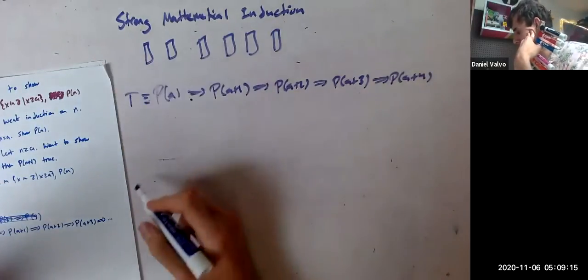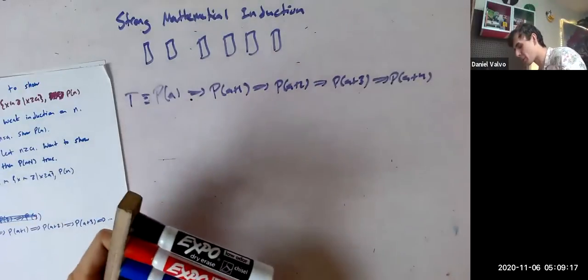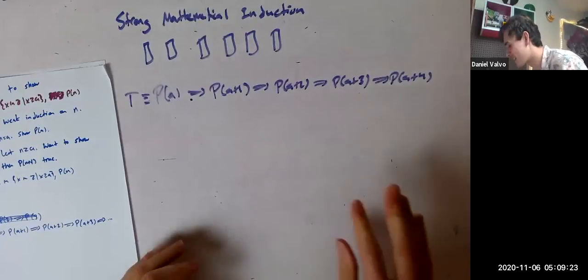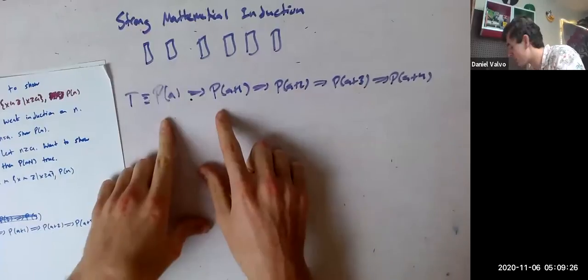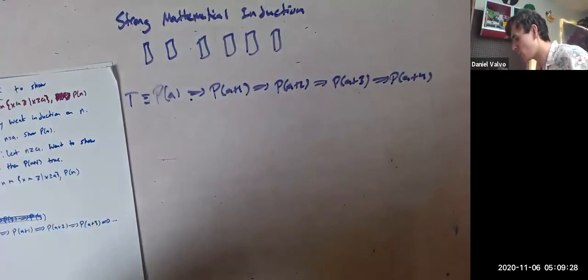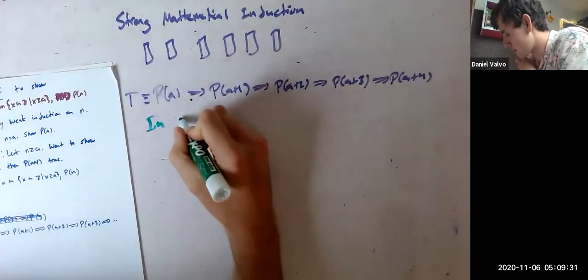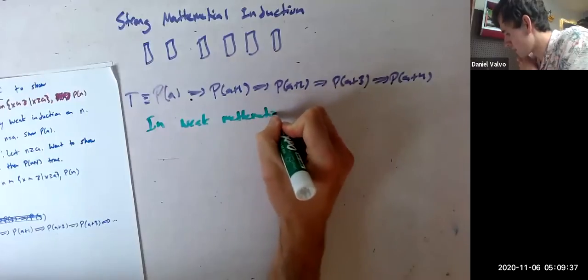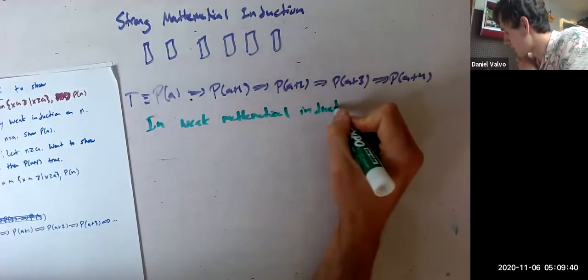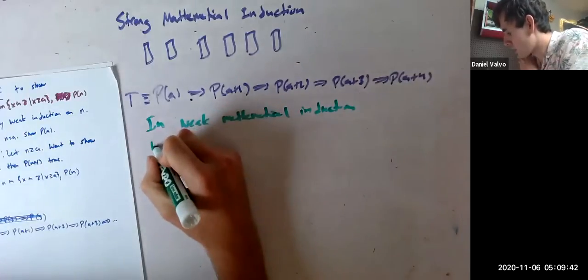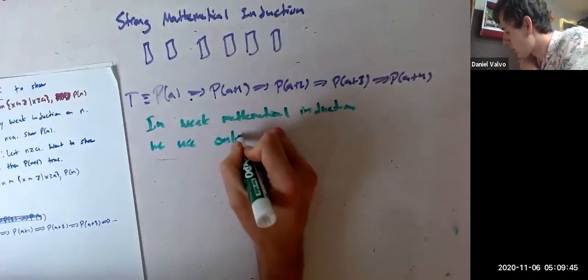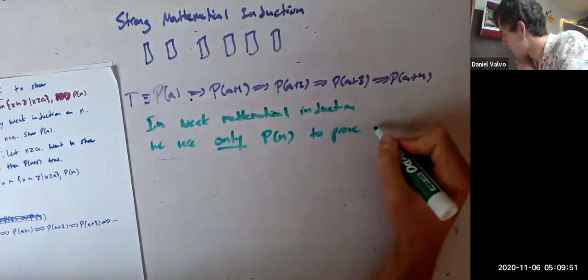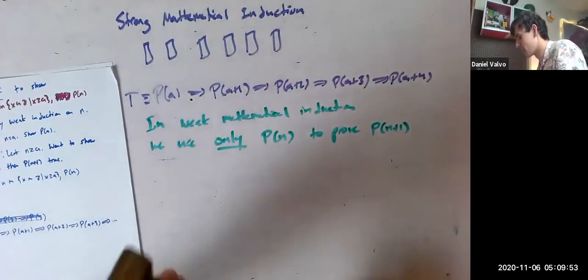So everything I'm talking about here is weak mathematical induction. Why is it called weak? Well, because people like to make fun of it. But the reason is because in weak mathematical induction, we use only P of n to prove P of n plus 1.